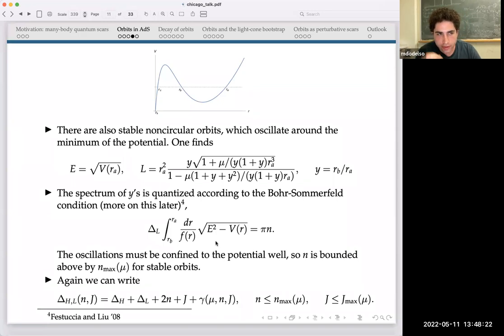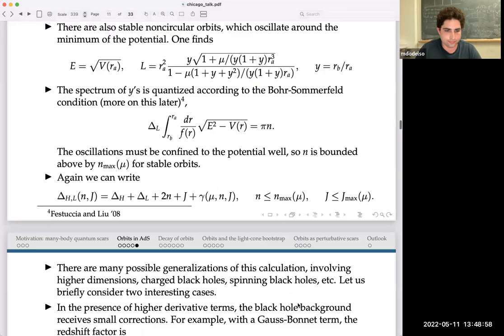Note that the particle can't oscillate too much because it'll just fall into the black hole. And so n is bounded above by n max for stable orbits. Again, we can write the Regge trajectory delta H of n and j, where n is the oscillation number and j the spin. It takes the AdS form plus a small anomalous dimension gamma, and it applies for n less than n max and j greater than j min, that should say.